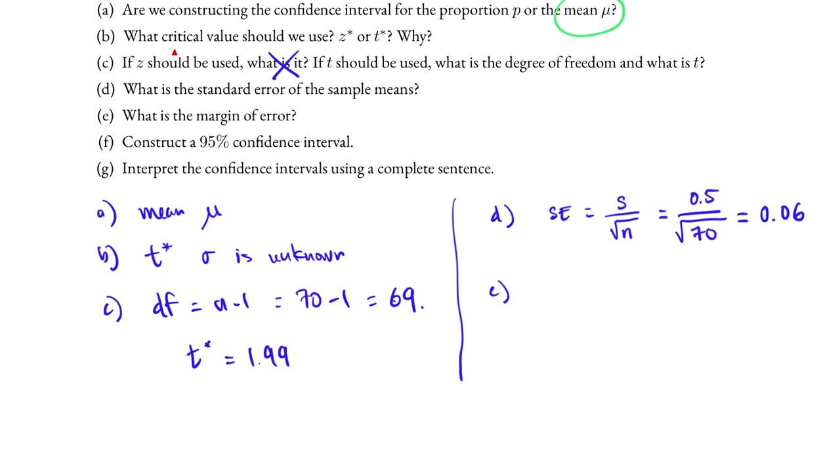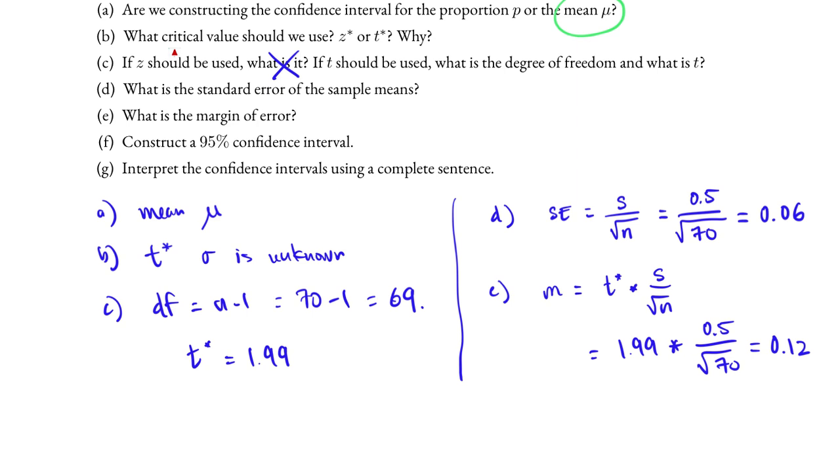E. What is the margin of error? The margin of error is the critical value times the standard error, which is s over the square root of n. And so this is 1.99 times 0.5 over the square root of 70, or simply 1.99 times 0.06, because we computed 0.5 divided by the square root of 70 earlier. Rounded to two decimal places, we will get 0.12, and this is the margin of error.